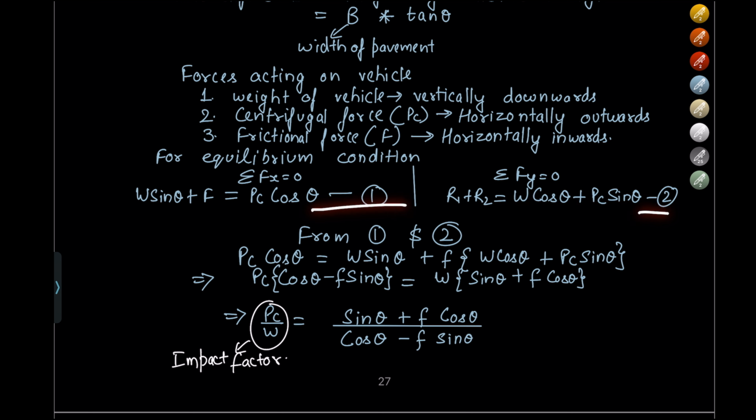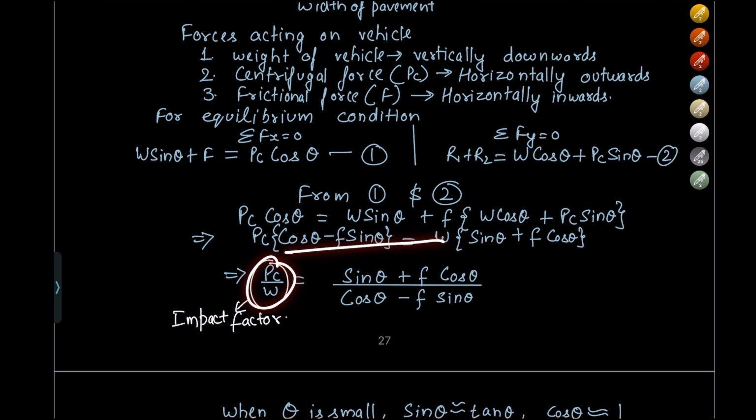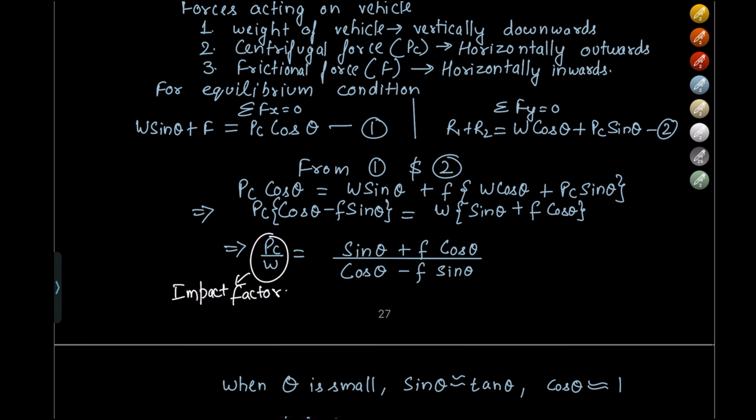From solving equations 1 and 2, we'll get PC cos theta is equal to W sin theta plus F times W cos theta plus PC sin theta. We'll put the similar terms on one side. So the ones with PC would be kept on one side. It will come out to be PC times cos theta minus F sin theta, and W is multiplied by sin theta plus F cos theta. Now PC upon W can be taken down, and it will come out to be PC upon W equals sin theta plus F cos theta divided by cos theta minus F sin theta.